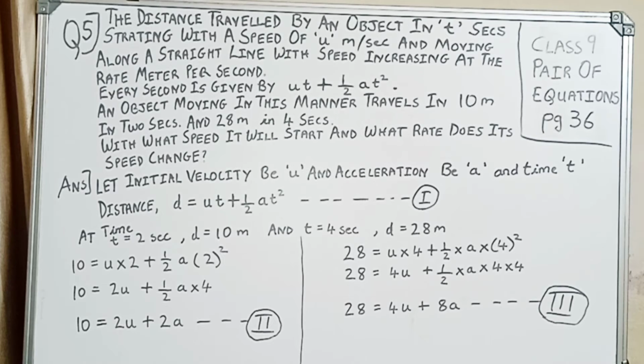The object is moving in a straight line with a speed increasing at a constant rate. That means as the object travels, the speed keeps on increasing every second, as given by this equation. This is the famous equation in Newtonian physics. When you learn physics, you will come to know that this is an equation in physics. Here u is the initial speed, t is the time in which the object is traveling, plus half a, where a is the acceleration, into t square.